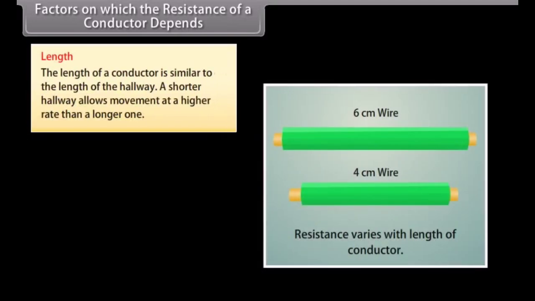Length. The length of a conductor is similar to the length of the hallway. A shorter hallway allows movement at a higher rate than a longer one.